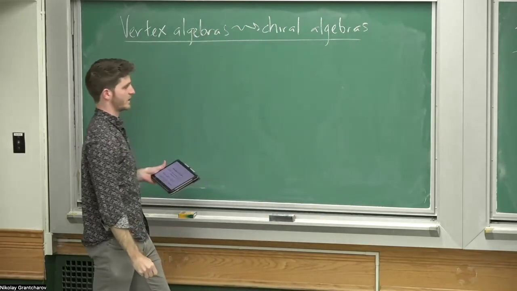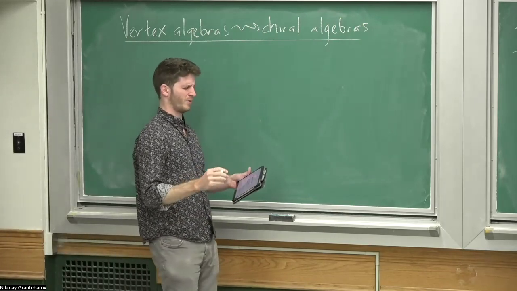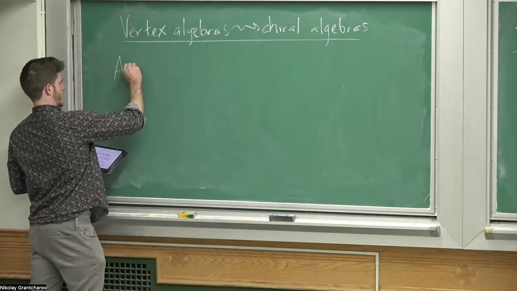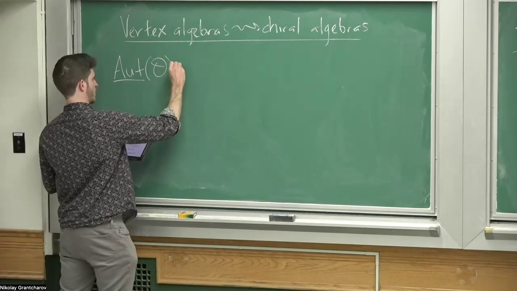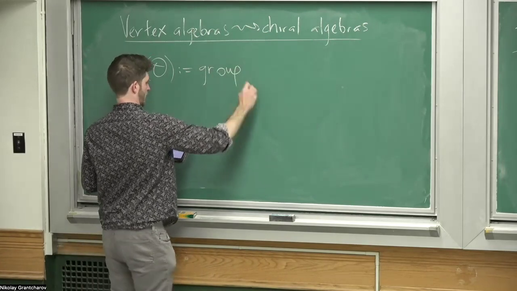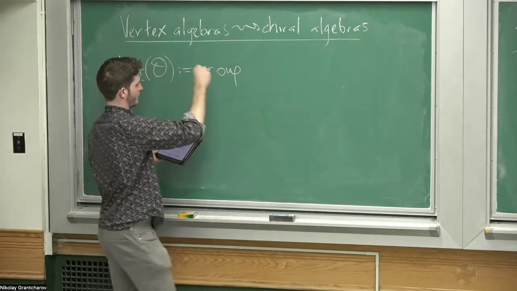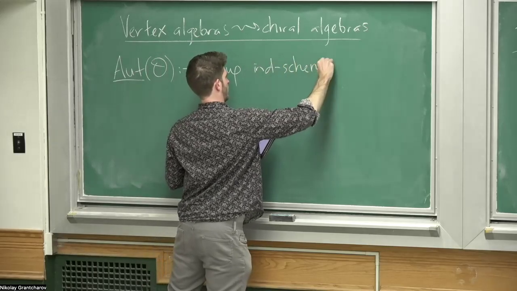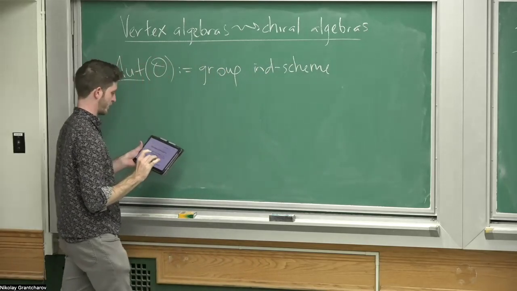So you can think of these things as being somehow like a coordinate-free and also more global version of vertex algebras. Okay, so some notation. I'll write Aut O for the group. It's maybe a fancy object, but it's actually a pretty concrete thing. I'll explain what I mean.